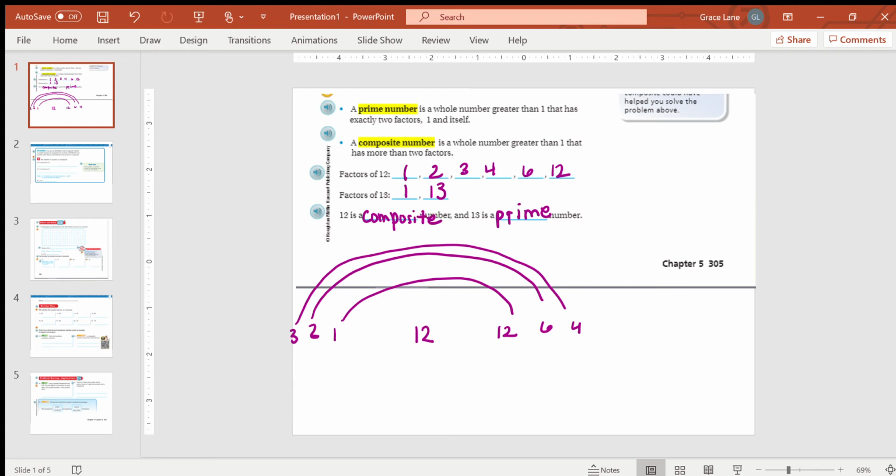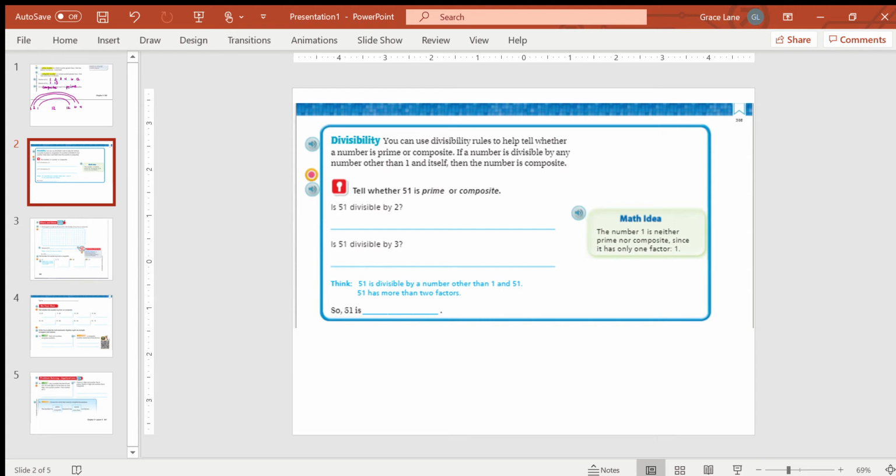Okay, so keep those definitions in mind. If you need to come back to them, they're on page 305. But go ahead and flip the page to 306 now. Remember when I said to bookmark or put a dog ear on page 286? It might help you on this question. Those are the divisibility rules. It says you can use divisibility rules to help tell whether a number is prime or composite.